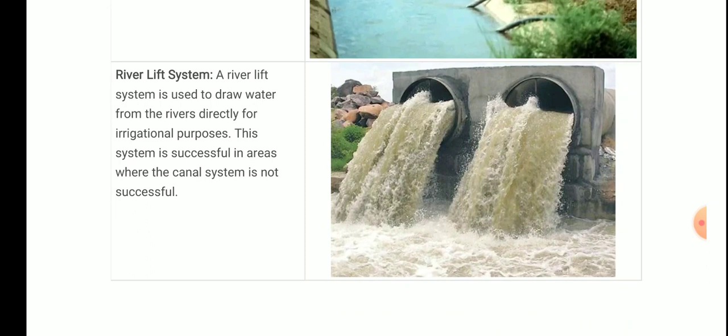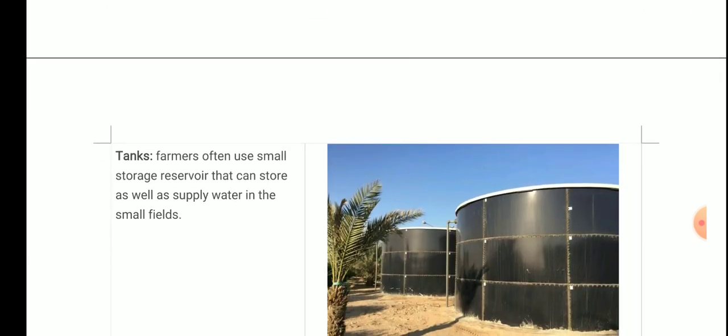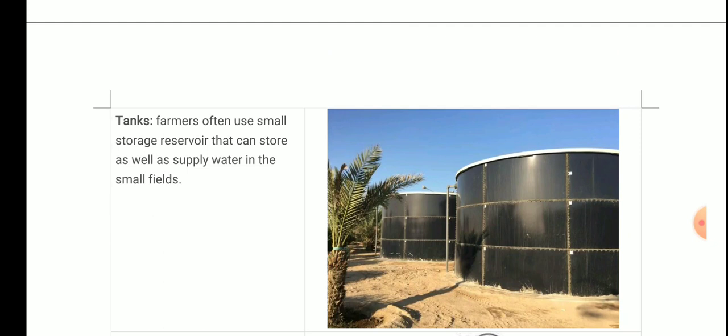Okay, so let's discuss some more irrigation methods. Tanks. Farmers often use small storage reservoirs that can store as well as supply water in the small fields. For example, in a place where the rainfall might not be appropriate, they store the water for future purposes.